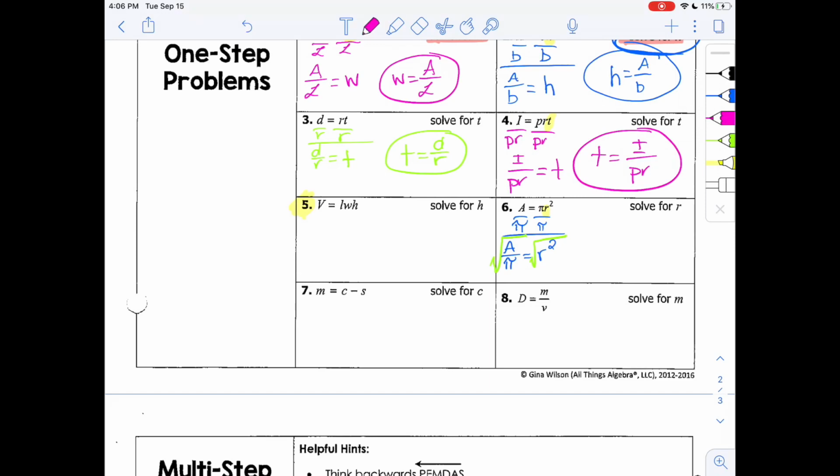So what this does on the left side is just the square root of A over pi. Since we don't actually know those values, we can't actually find the square root of them. Equals, on the right side, the square root symbol and the squared symbol cancel each other out. So all you have left is R. But then again, remember, you want the variable you're solving for to be on the left. So your final answer would be R equals the square root of A divided by pi.